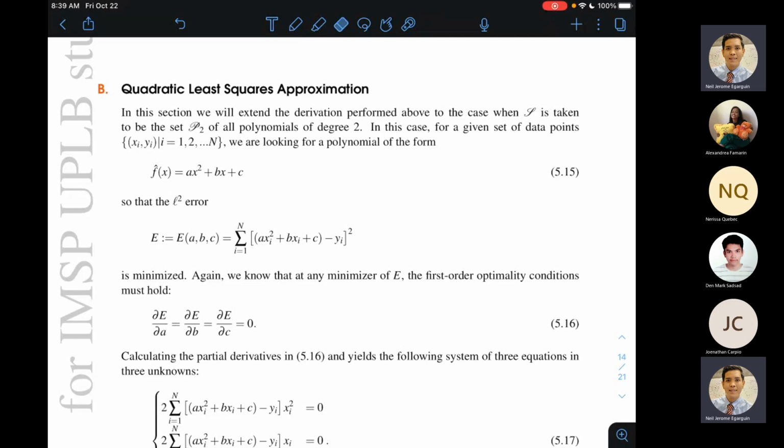So quadratic least squares approximation, as the name implies, yung set of candidate functions natin will comprise of P sub 2, which would be the set of all polynomials of degree at most 2. Kasi parang yun yung define natin as P2 when we talk about Legendre polynomials. So dati ang S natin, ang class of candidate functions S natin ay linear functions. Ngayon naman, S will be taken to be the set of all polynomials of degree at most 2.